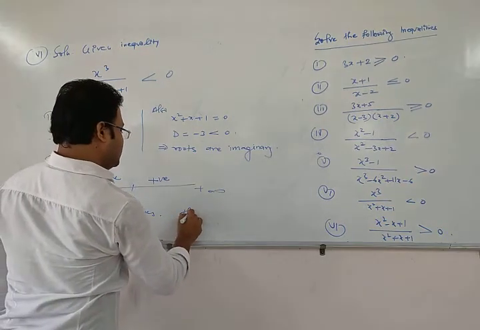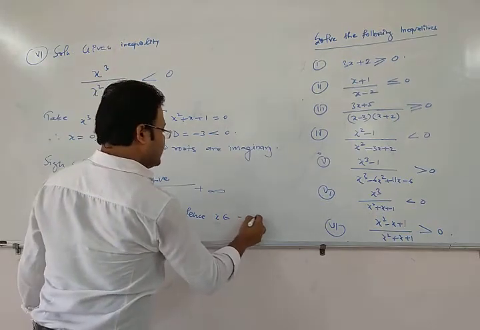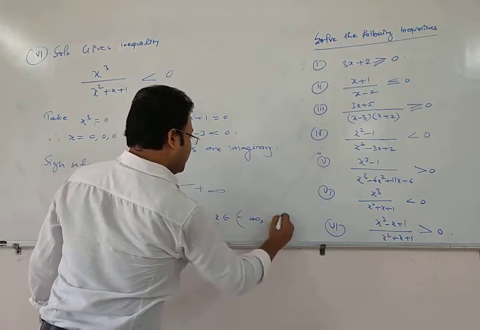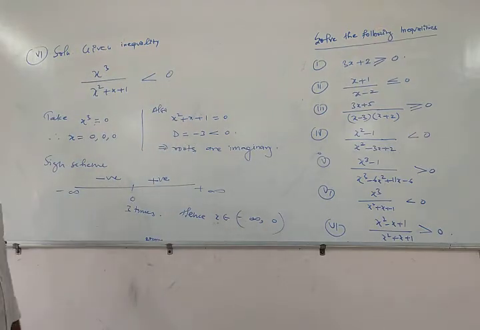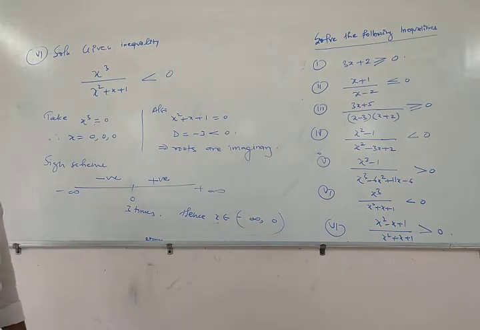Now we have to take negative sign. So final answer is x belongs to minus infinity to 0. Final answer is minus infinity open and 0 open. 0 is taken as open because equality sign is not present. So this is the final answer.